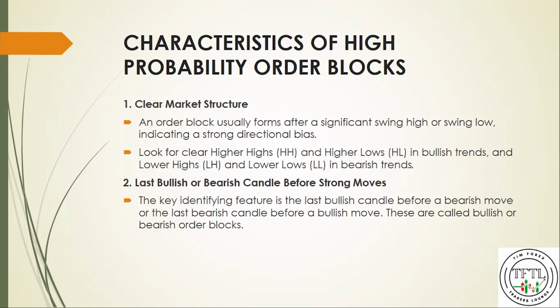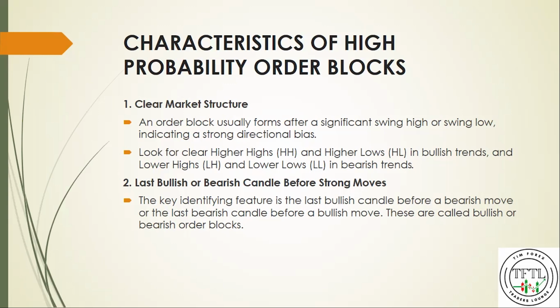So what are the characteristics of a high probability order block? We have at least four characteristics, and I'm going to take you through step by step. The first characteristic of a high probability order block, you need to check for clear market structure. An order block usually forms after a significant swing high or swing low, indicating a strong directional bias. So look for clear higher highs and higher lows in bullish trends and lower lows and lower highs in bearish trends.